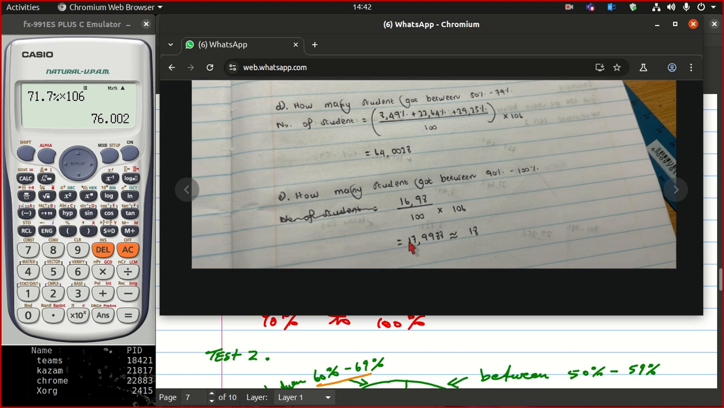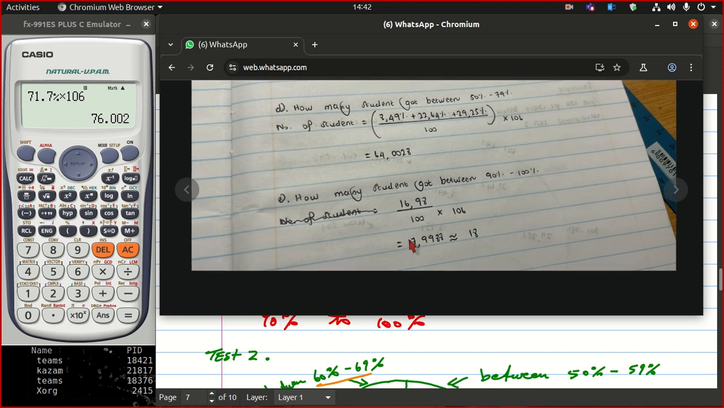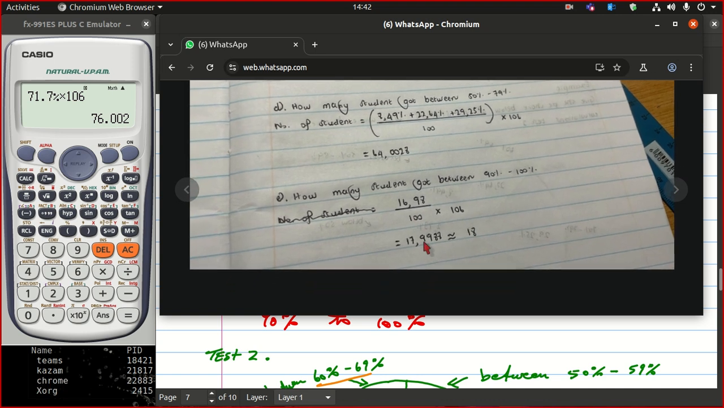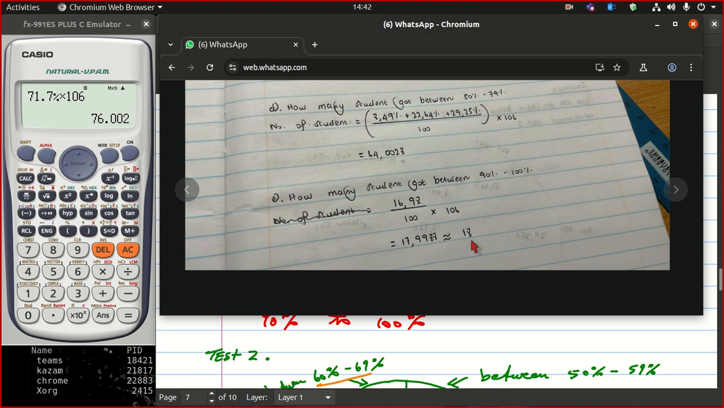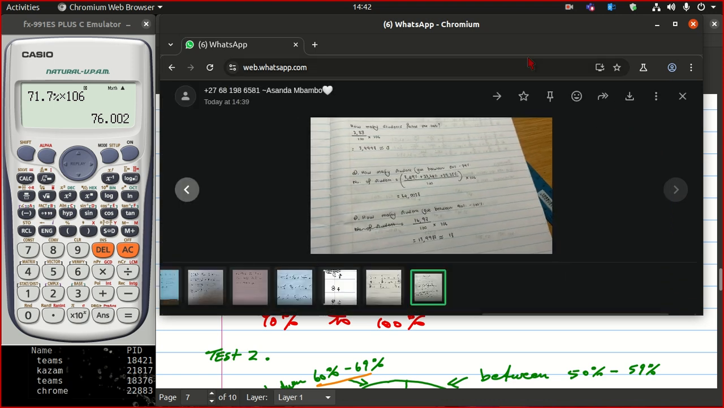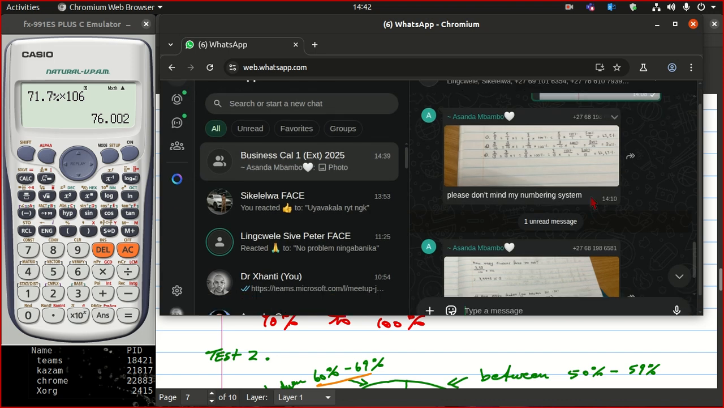And when it comes to this one, E, how many students got between that? So that is just 16.9 divided by 100 times that. This is correct. So you are having an 18, you round it off. So Asanda Mambo, I think what you did is 100% correct. Just round off your D so that you are there.